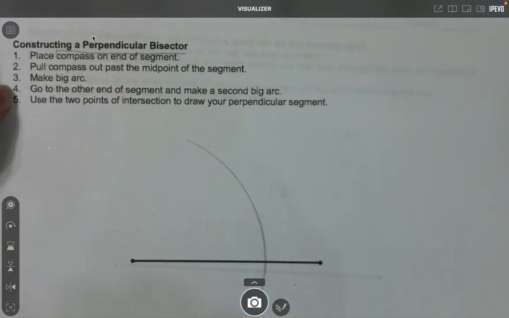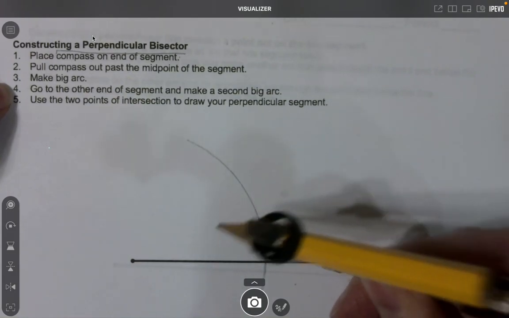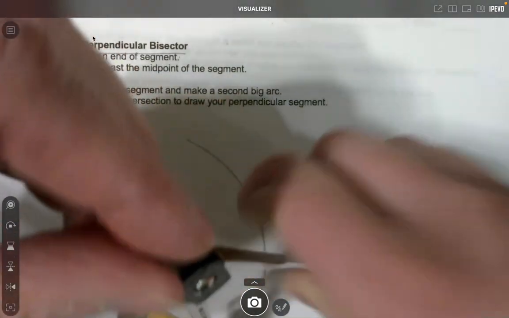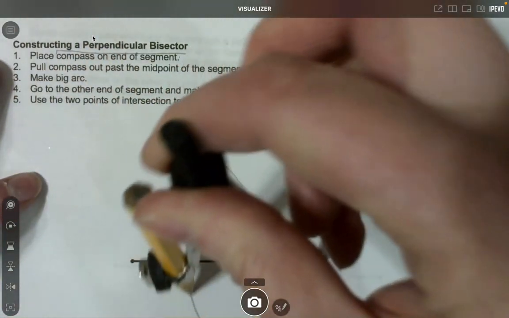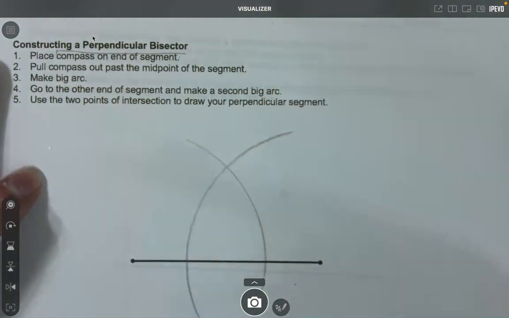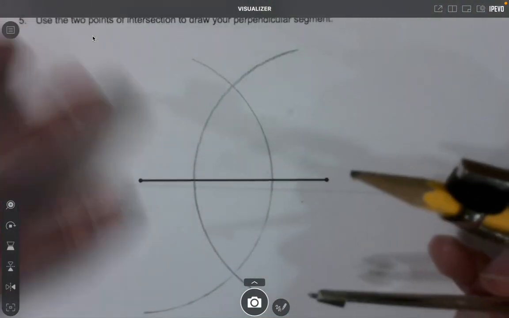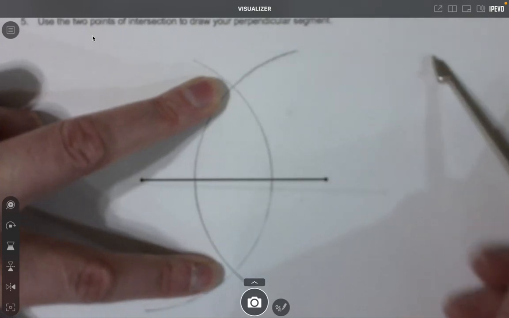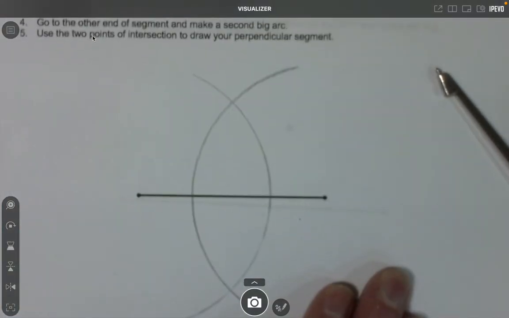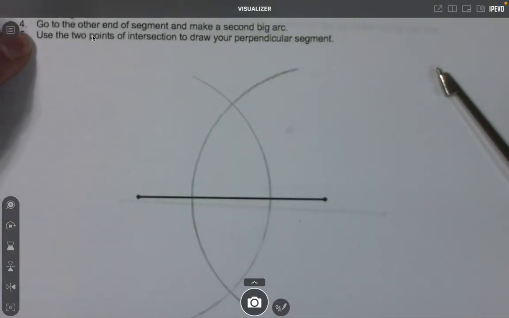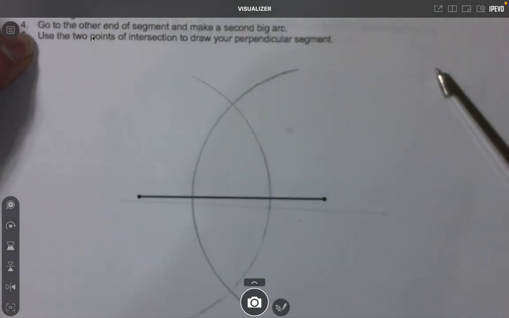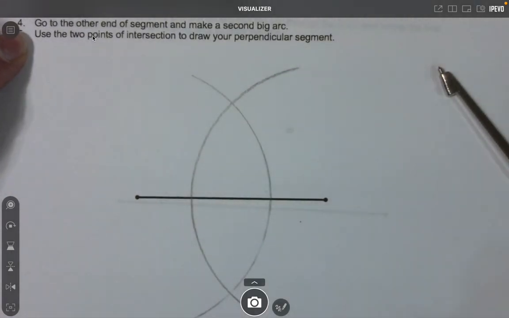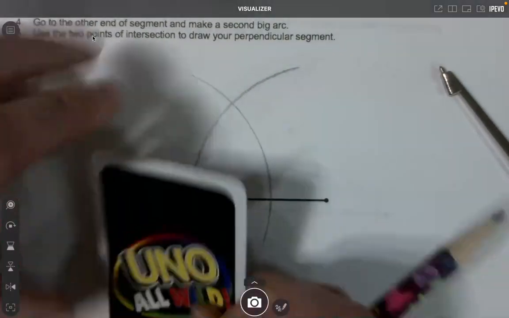And then step 4 is to go to the other end of the segment and make a second big arc. So now I'm going to take my compass and sweep another big arc. And you're going to notice if my arcs are big enough that they're going to cross in 2 places. That's what we're looking for here. So for 5, it says use the 2 points of intersection to draw your perpendicular segment. So that means I want to go ahead and connect these two.